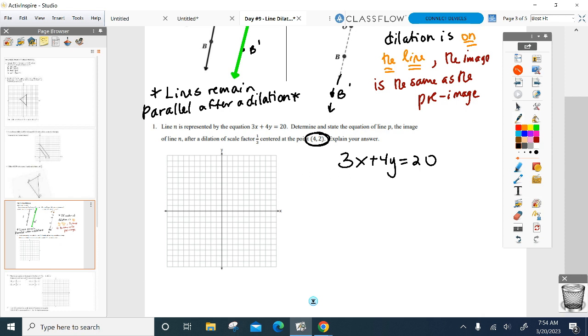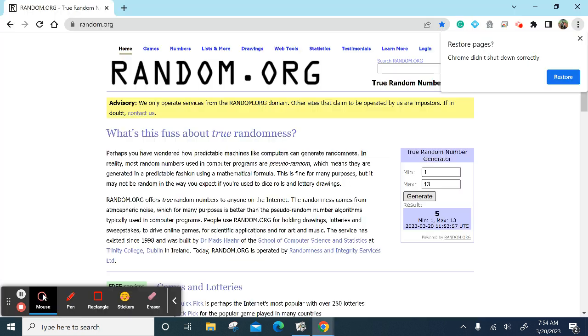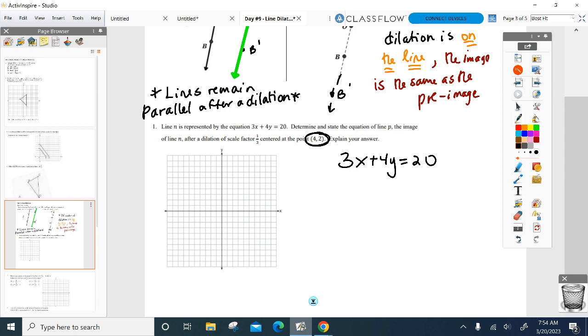I'd like to see what this line looks like on the graph before we dilate it, though. Can you guys help me get it into y equals form so I can do a quick graph and see where it looks like before I dilate it? 3x plus 4y equals 20. Want to help me put it into y equals form so I can graph it? First step, subtract 3x over. Good.